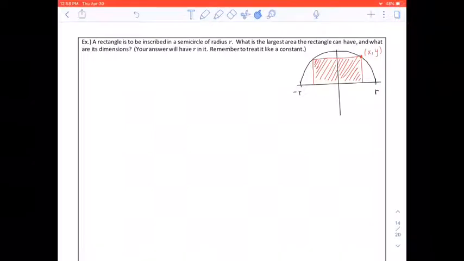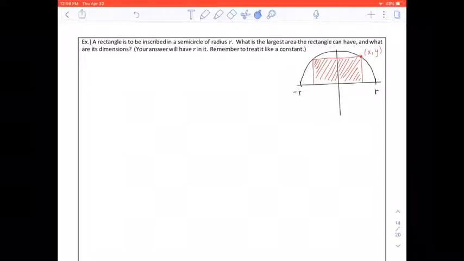This is section 4.7 on page 14. A rectangle is to be inscribed in a semicircle of radius r. What is the largest area of the rectangle that we can have, and what are the dimensions? Your answer will have an r in it, and remember to treat it like a constant.